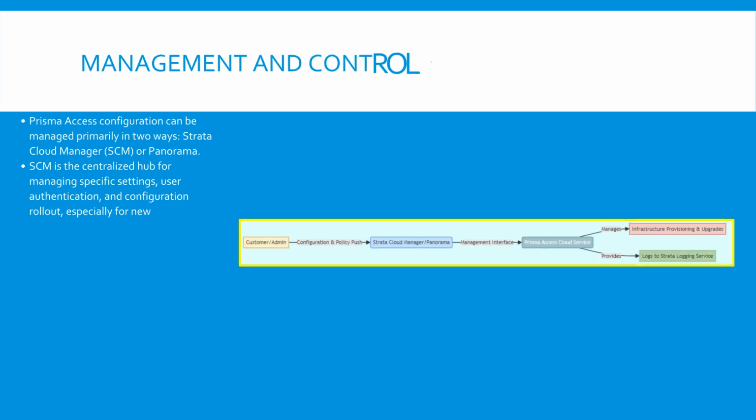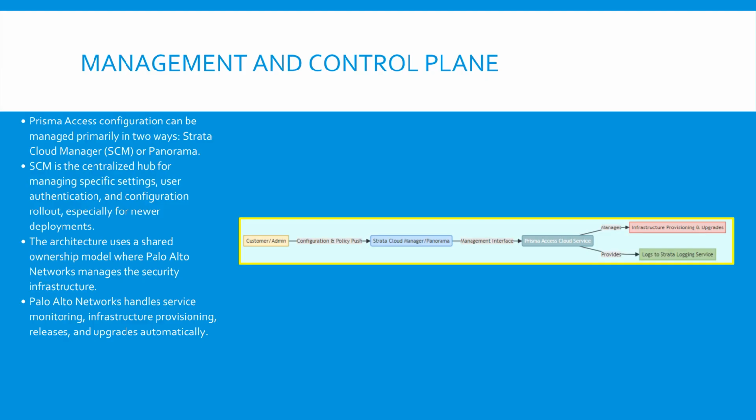Now that we understand what Prisma Access is, let's look at how it is controlled. There are two main methods for managing the configuration of Prisma Access: using Panorama or using the Strata Cloud Manager. Strata Cloud Manager, or SCM, is the modern central management portal, particularly favored for new deployments, as it integrates seamlessly with other services and simplifies the initial setup process.